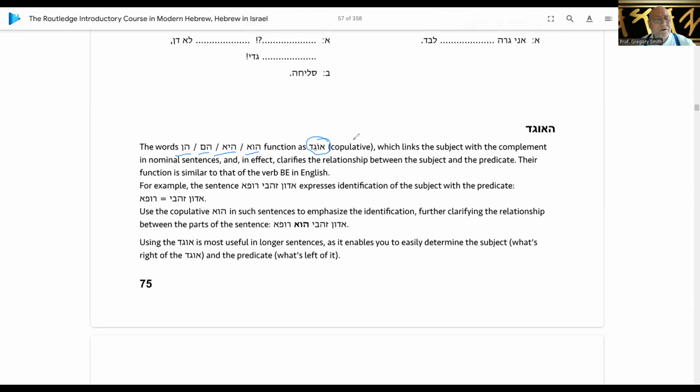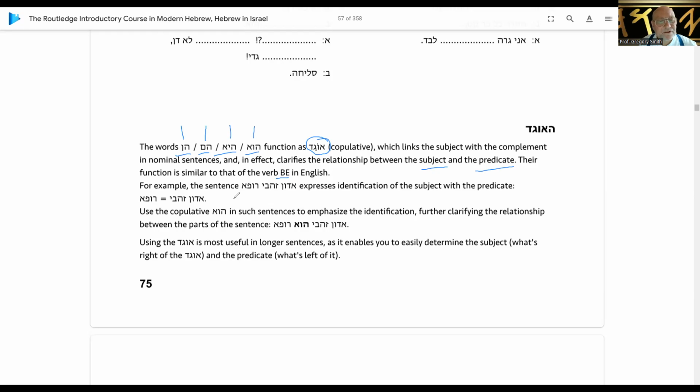These are copulative. So this is he, this is she, and this is they, masculine, mixed plural, and hen is they, feminine plural, which links the subject with the complement in a nominal sentence, as in effect clarifies the relationship between the subject and the predicate. Their function is similar to that of the verb be in English.